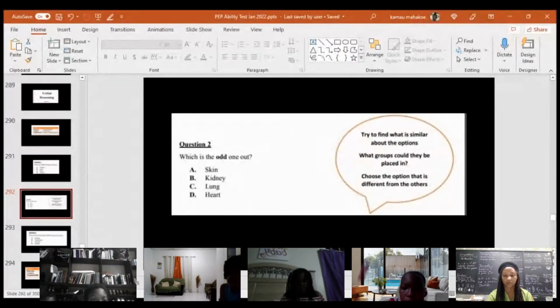Try to find what is similar about the options. What groups could they be placed in? Choose the option that is different from the others.